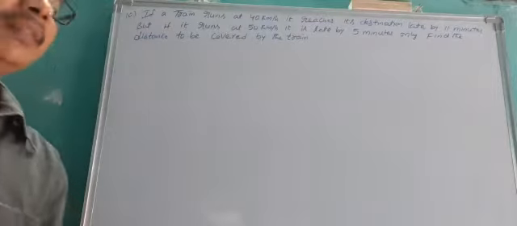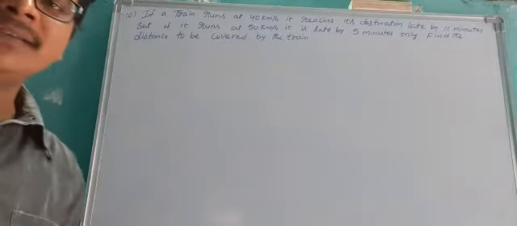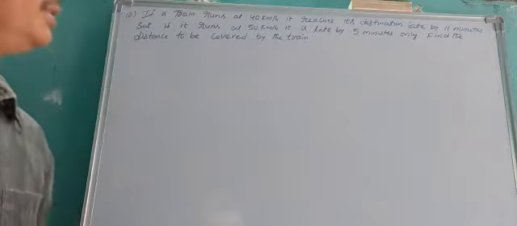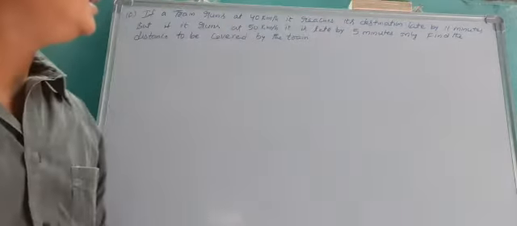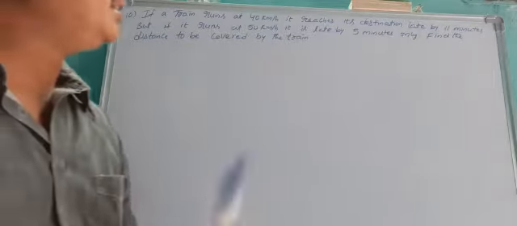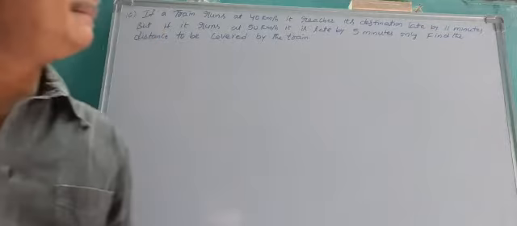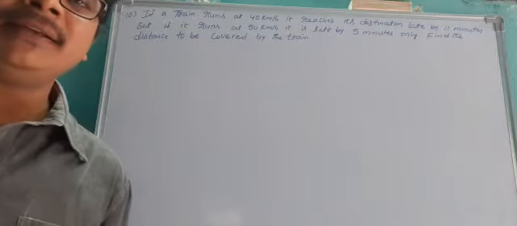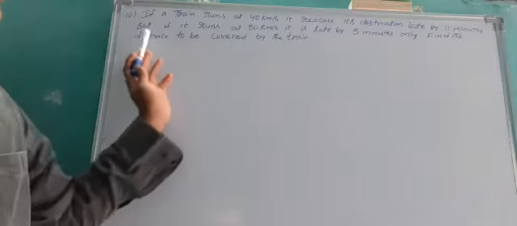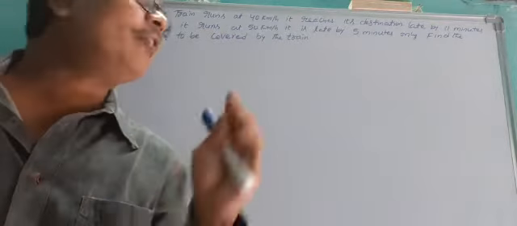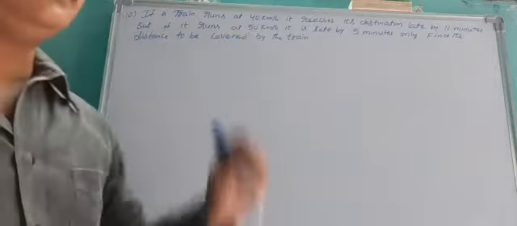Okay, next sum. This is also a different sum. That means a speed, distance, time sum. If a train runs at 40 kilometers per hour, it reaches its destination late by 11 minutes. With the same distance, if it runs at 50 kilometers per hour, it is late by only 5 minutes. So find the distance to be covered by the train.